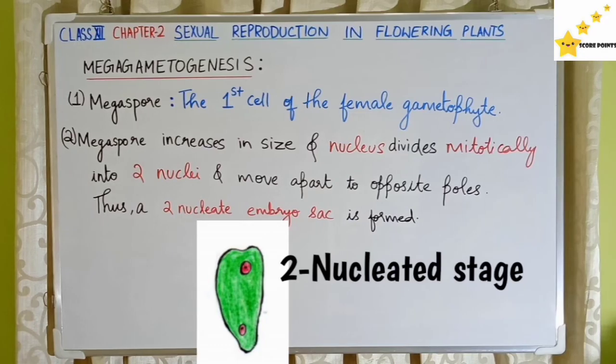First, it's the megaspore. The first cell of the female gametophyte is the megaspore, and this megaspore will increase in size, and the nucleus divides mitotically into two nuclei and moves apart to the opposite poles. Thus, a two-nucleate embryo sac is formed. So you can see the structure of the two-nucleate embryo sac formed by mitotic division of the nucleus.